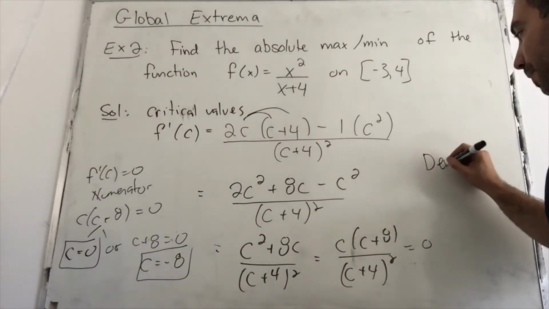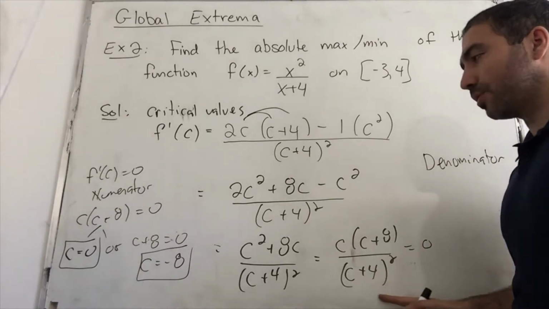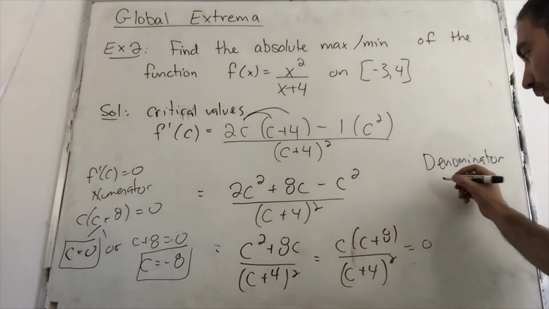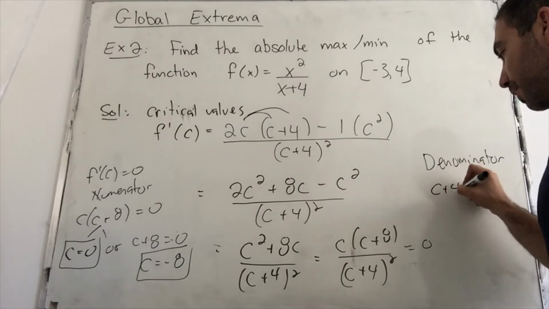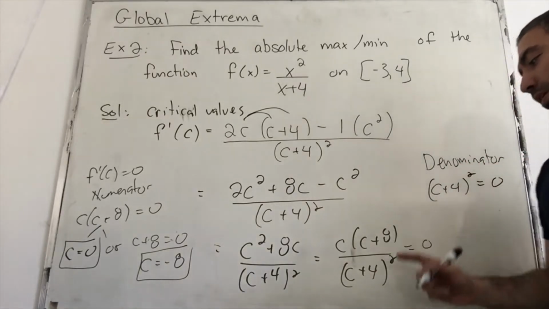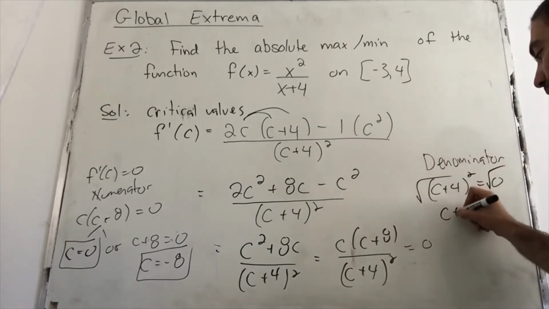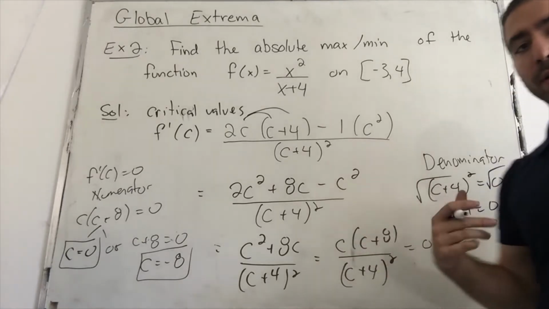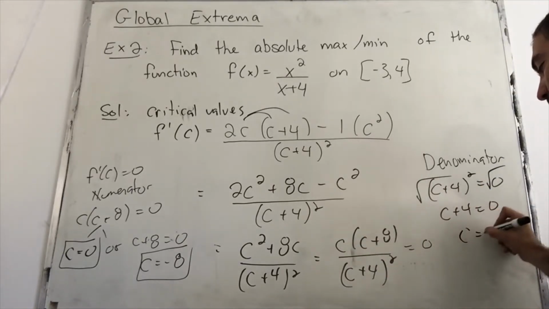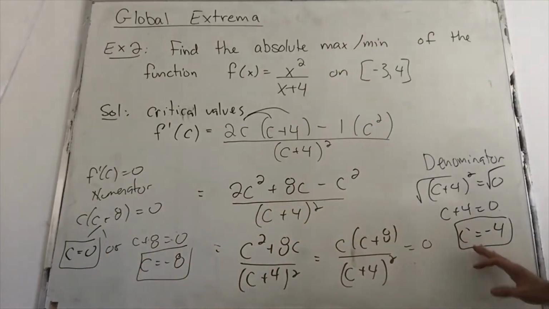So, sorry, when the denominator is equal to 0 or when the derivative doesn't exist. So we're checking when c plus 4 squared equals 0. If we square root both sides, we get c plus 4 equals 0. And bringing the 4 over, subtracting by 4 on both sides, we get c equals negative 4. Okay. So these are the three critical values that we have.